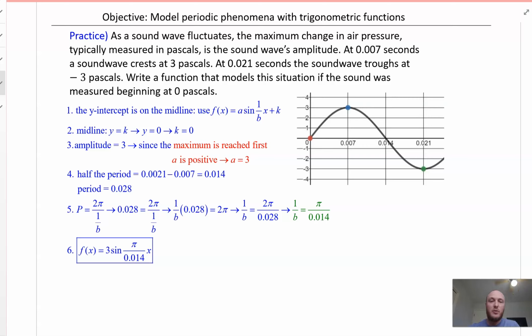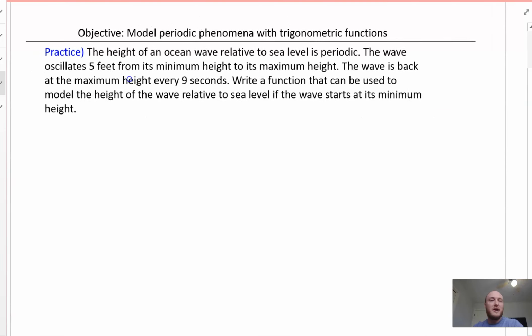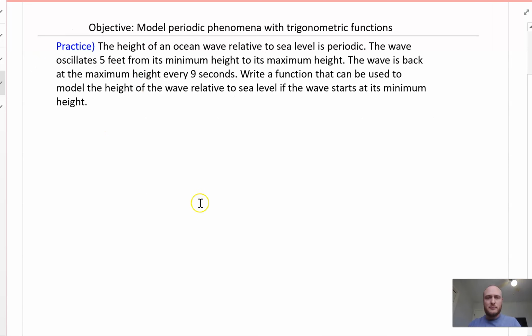If you wanted the period, you could find the distance between the max and the minimum, that distance between the crest and the trough, and then double that. So the period is 0.028. Using our calculations, we find that 1 over b is pi over 0.014. So here is our function: f of x is equal to 3 sine of pi over 0.014 x. All right, here is another practice problem. Go ahead, pause the video, and try this one.